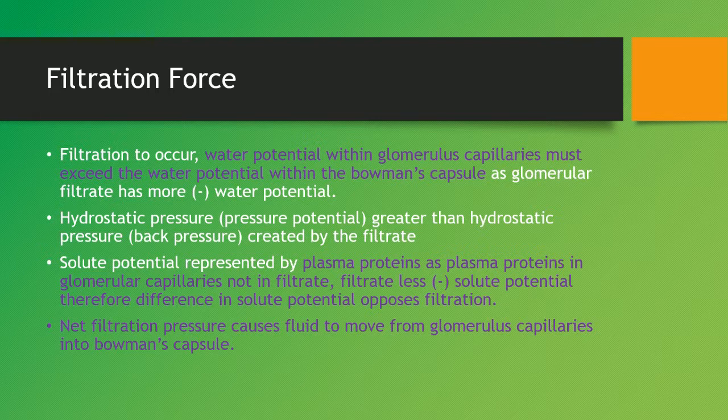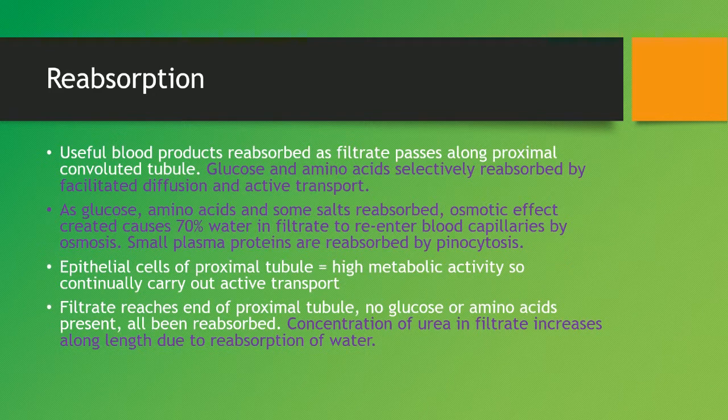So net filtration is a pressure which causes fluid to move from the glomerulus capillaries into the Bowman's capsule. You talk about water potential and solute potential together, and you'll have a net filtration pressure which moves this fluid from the glomerulus into the Bowman's capsule. And your hydrostatic pressure also will help.